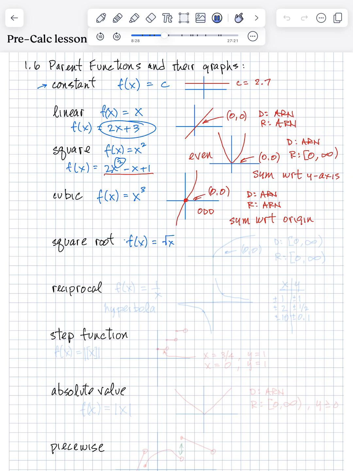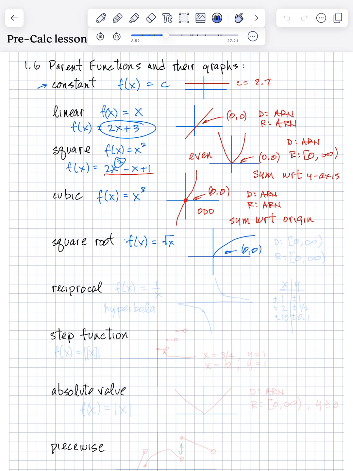So back to the square root function, f of x equals square root of x. And we want to graph this. It's going to look like this shape here. Again, the intercept, 0, 0.